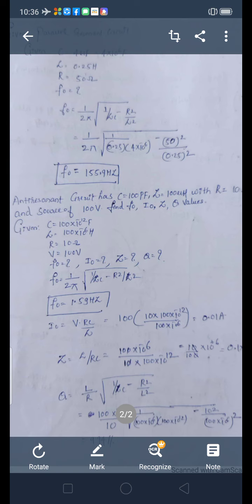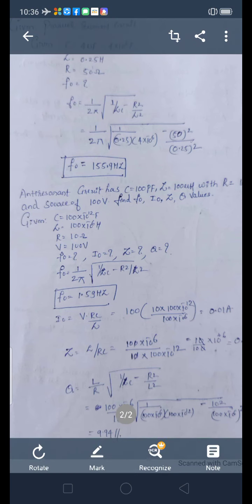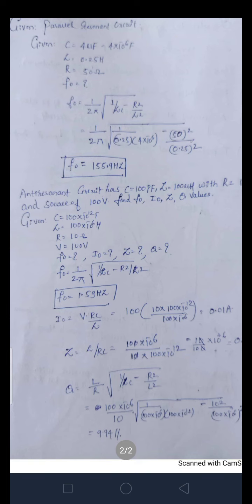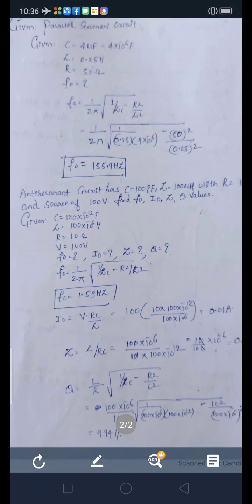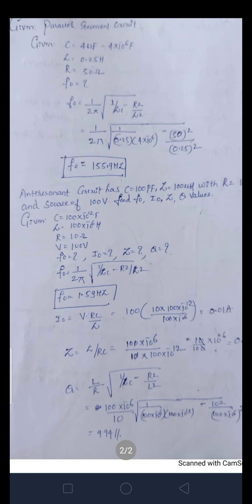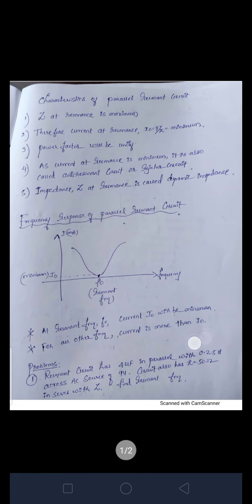If we are perfect with the formula, there will be no difficulty in calculation because all the values will be directly given. So F0, again the same formula for a parallel resonance circuit, we get F0 is equal to which value? Then I0 is equal to V into RC divided by L. No need to calculate anything. All values are directly given. Just substitution and we will get the current value with the unit amperes. Again Z is equal to L by RC. L, R, C, all values we know. After calculation, do not forget to write its unit.